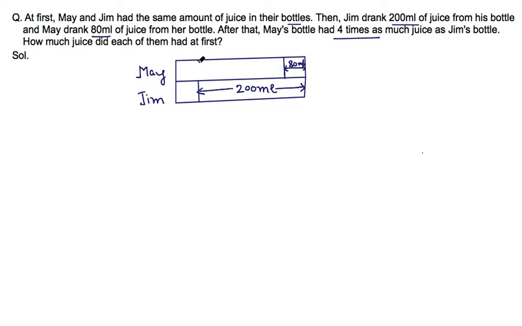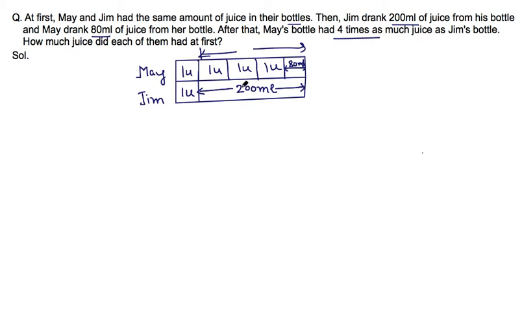So let's draw it in the model. So 1, 2, so now May is 1, 2, 3, 4. 4 units are left for May. How about Jim? Only 1 unit. So you can see very clearly from here that this whole thing, this 200, is equal to this whole thing, right? Agree?